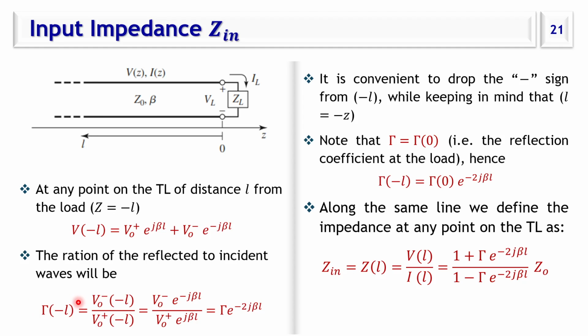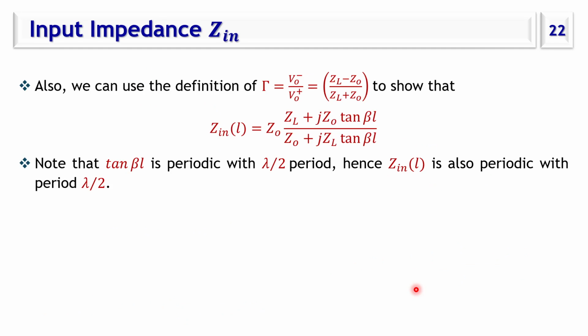Here, the gamma at the load is gamma 0. At any other point, it is changing its phase. So we can write gamma L, gamma at any distance L from the load, to equal gamma at the load multiplied by e to the minus 2j beta L. L is the distance between any point and the load. And this is Zn, which is the ratio of the total voltage to the total current at any point on the transmission line.